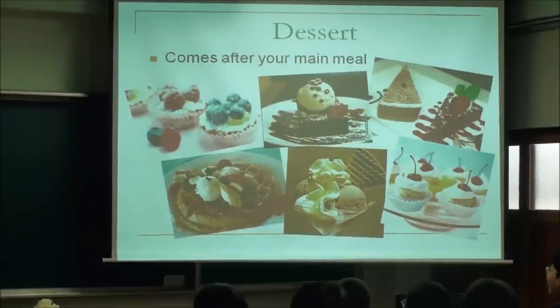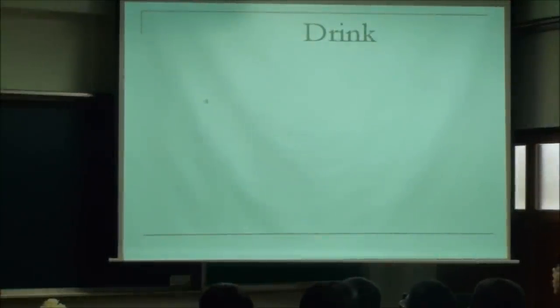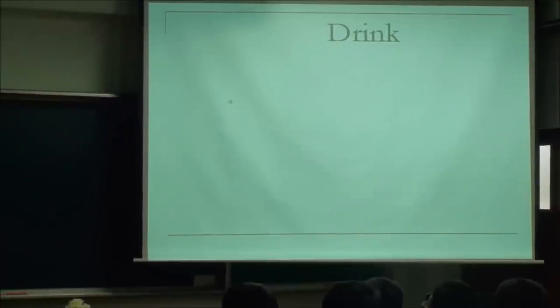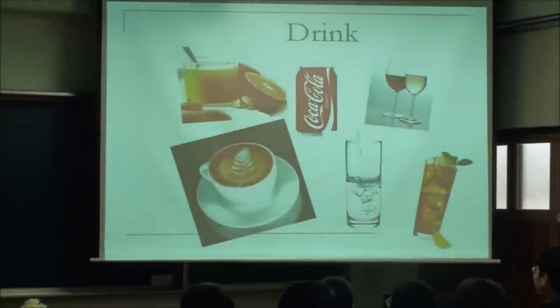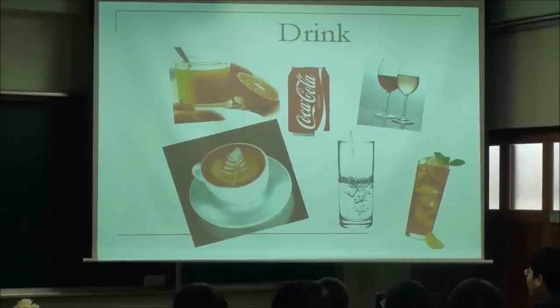Let's look at some of the drinks at the restaurant. What drinks do we get? Juice. Wine. These are examples of drinks. Why will we order a drink at a restaurant? We get thirsty when we eat.